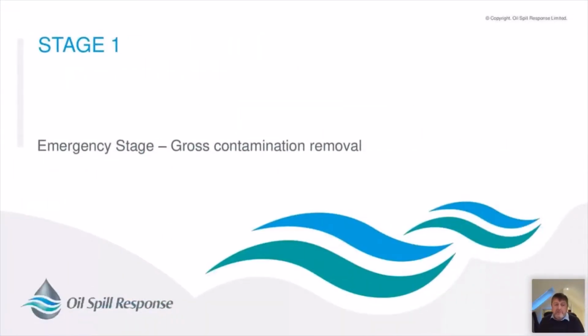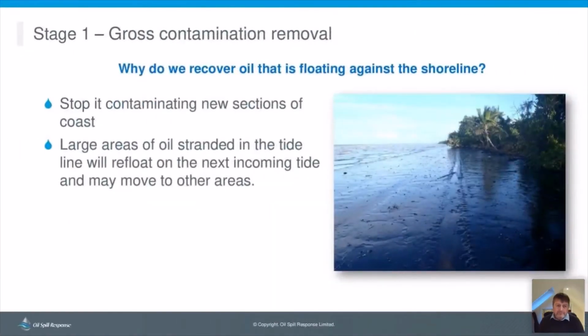So that's stage 1, gross contamination removal. What we're going to do here, as Stefan mentioned, is get there and remove any mobile oil, basically any oil that is still mobile and may remobilize and contaminate another section of shoreline somewhere else. During stage 1, we're trying to stop that from remobilizing and remove it from the shoreline. On the overall response side of things, this is probably one of the shorter stages. We're going to get in there, and any oil that's deposited at high tide could potentially remobilize on the next high tide.